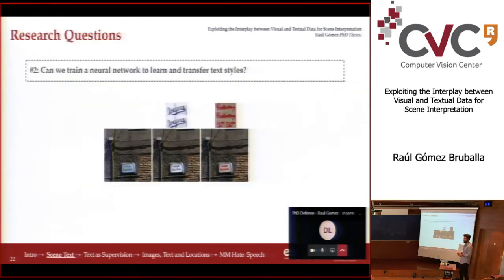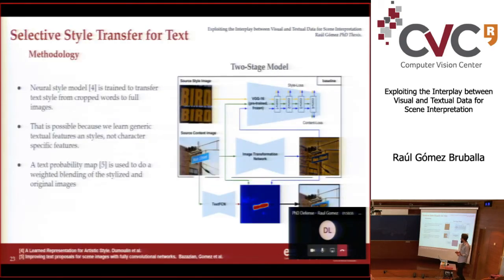Okay, so let's go with the second research question of this chapter, and that is, can we train a neural network to transfer text styles from text images, learning from a single image, I would add. So, a neural style model trains an image transformation network to transfer the style from a source style image to a source content image, preserving the image content. What does that mean?